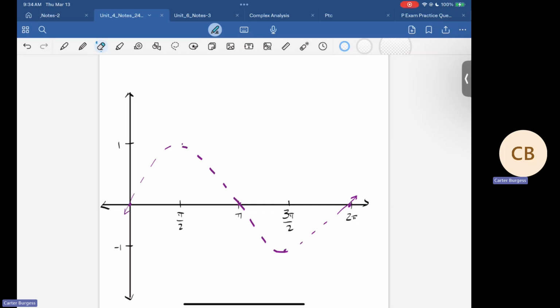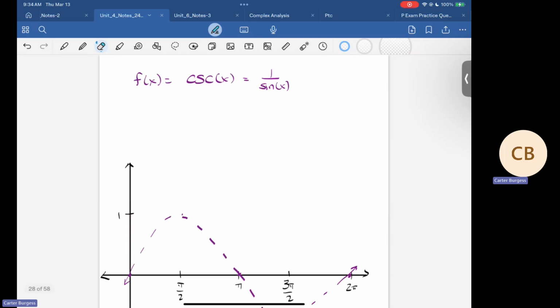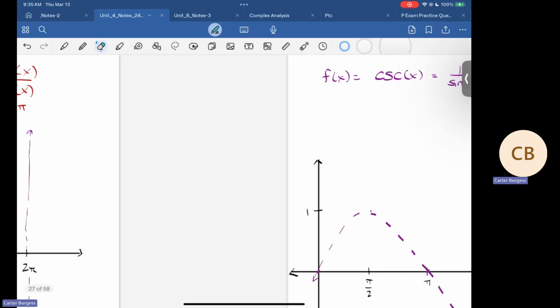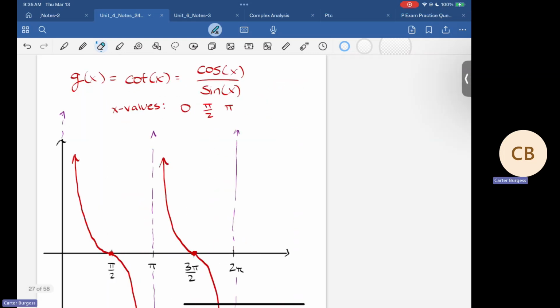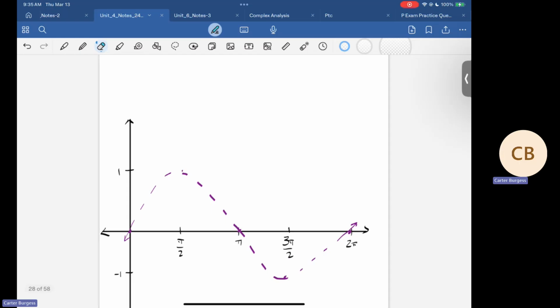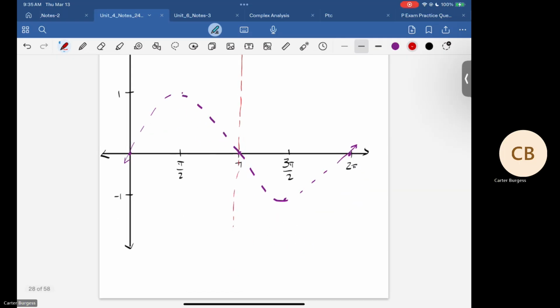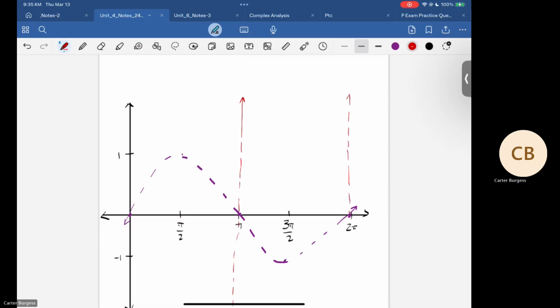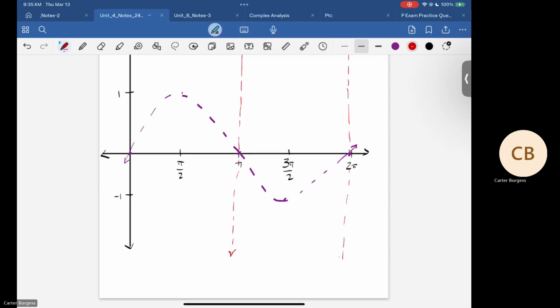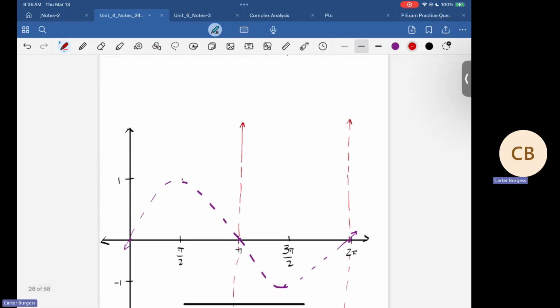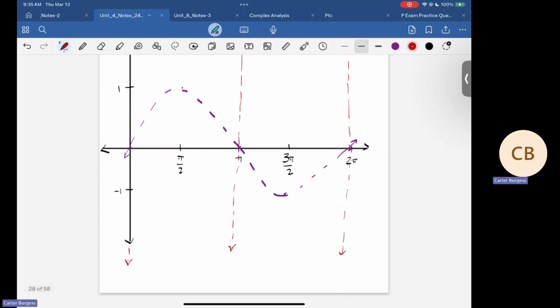Undefined, which creates what kind of behavior? Is this going to be a regulated 0 or an unregulated 0? Unregulated. There's nothing in the numerator. What did that create just now? It creates asymptotes. Okay, so everywhere where we have a 0 for our sine function, we are going to get an asymptote for our cosecant function. So asymptotes in this case at 0, pi, and 2 pi.